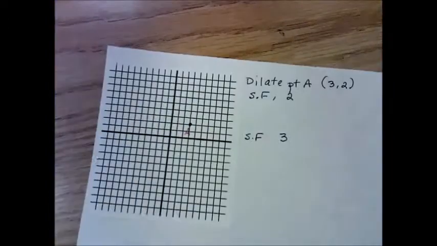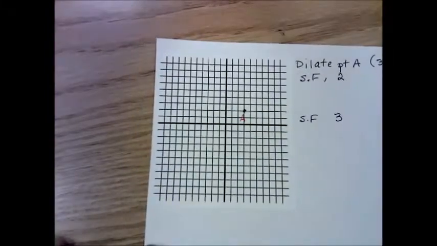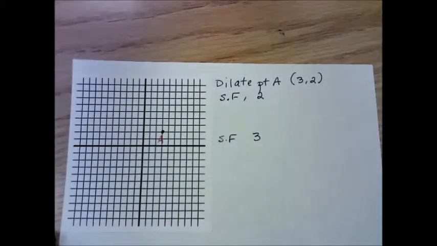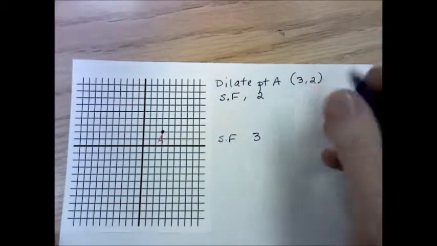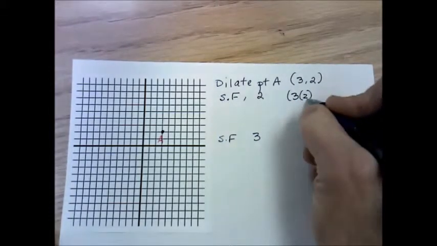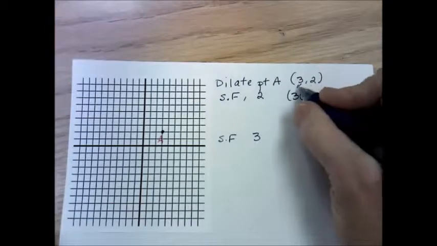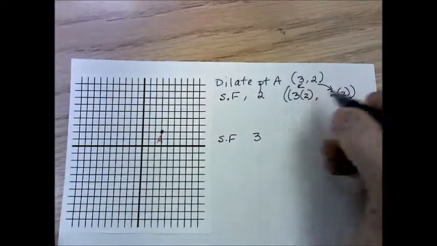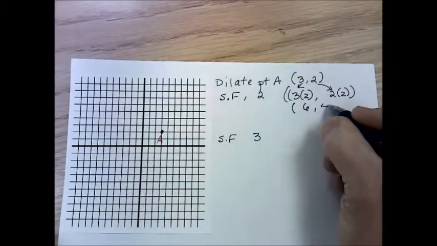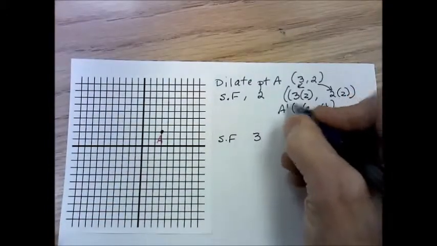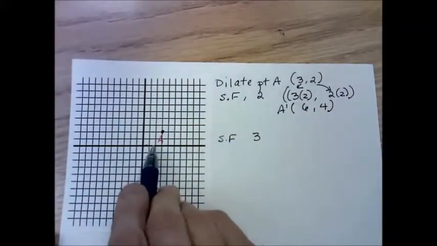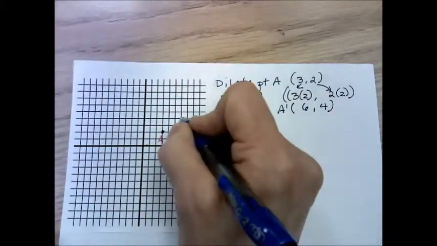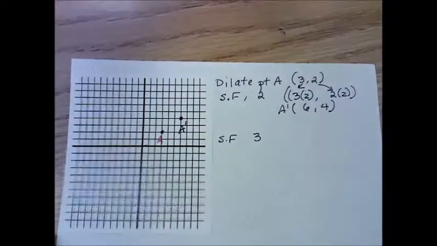So here we have point A on the coordinate plane. And we're going to go ahead and dilate it using a scale factor of 2. So we would take our ordered pair here. We're going to take our 3 and multiply it times 2. And then we're going to take our 2 and multiply that times the scale factor of 2. And so our new ordered pair would be 6, +4. So we'll call this A prime. So down on our coordinate plane, 1, 2, 3, 4, 5, 6, and up 4, 1, 2, 3, 4, A prime would be right there.